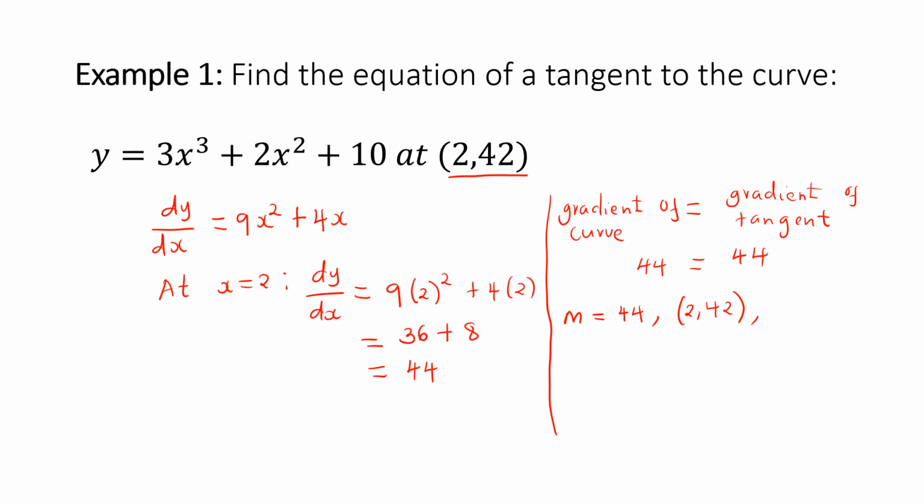So to obtain the equation of the tangent, we shall also say that it passes through another point with coordinates xy. Therefore, we know that the gradient of a straight line is given by change in y over change in x. So this should give us a gradient of 44. So next we take change in y, which will be y minus the corresponding y coordinate, which is y minus 42, divided by x minus the corresponding x coordinate, which is x minus 2, which will give us a gradient of 44.